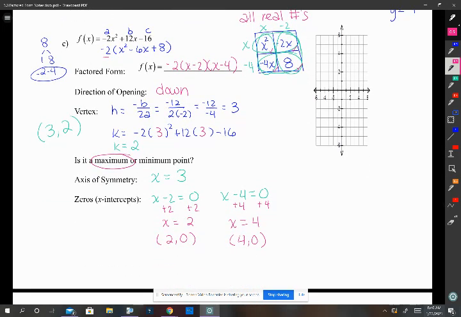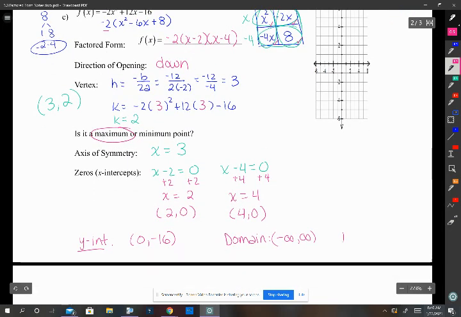Our y-intercept, I'll just write it down here. Our y-intercept is going to be the point 0, negative 16, which is not on our grid. So just be aware of that. Our domain is negative infinity to infinity, or all real numbers. And then our range we're going to look for.